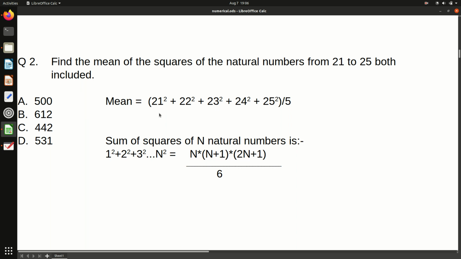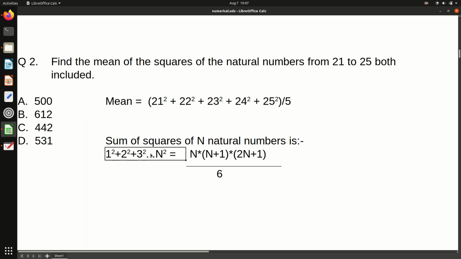Now in this case, if you are not able to solve it, we can solve it manually also. We can easily do this square. And for your information, when you appear for the exam, there will be an on-screen calculator. With the help of that also you can solve this. You will just take 21 square, 22 square up to 25 square and then divide by 5. So this is the first method, and it will also take less time.